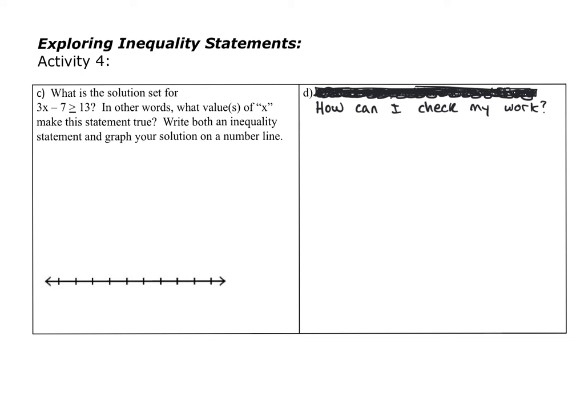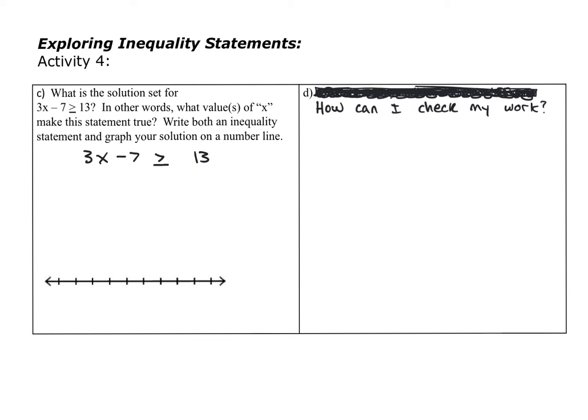So this is a two-step inequality, meaning we're going to need 2 steps to solve it. Oh my God, can we do it? Yes, I believe we can. So we are looking at 3x minus 7 is greater than or equal to 13. All right, 2 steps. So first thing, let's get all of our constants to the same side of the inequality.